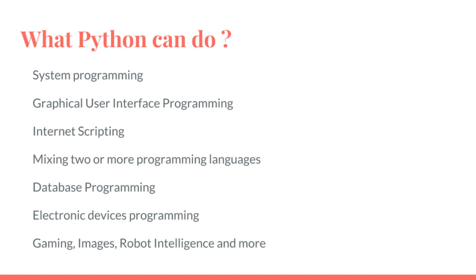Python can work with software packages created in other programming languages. It is useful in connecting to databases and gathering useful data. Python is used to operate electronic devices such as Wi-Fi routers. You can also create 2D and 3D video games, or create machine learning programs that mimic artificial intelligence.